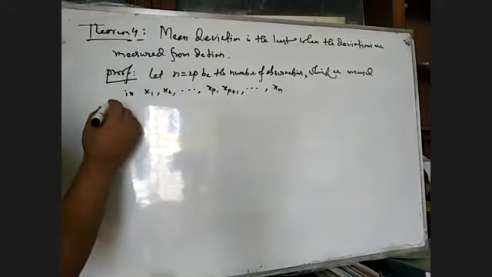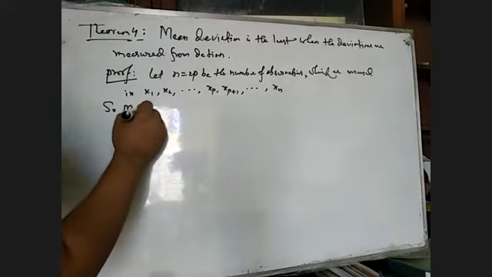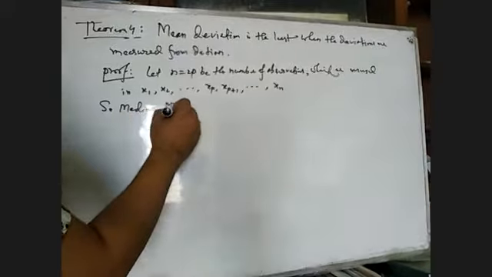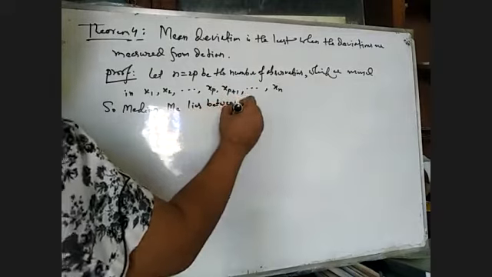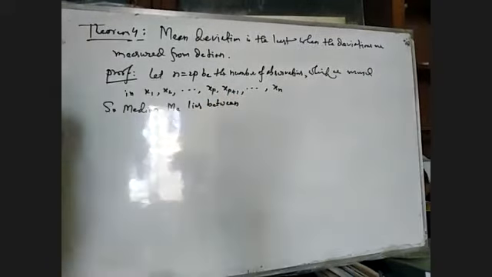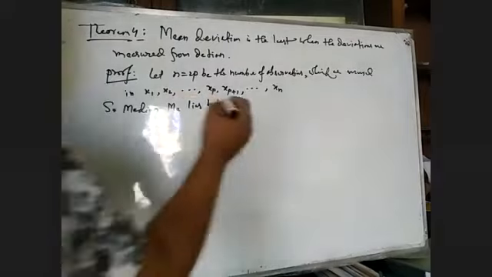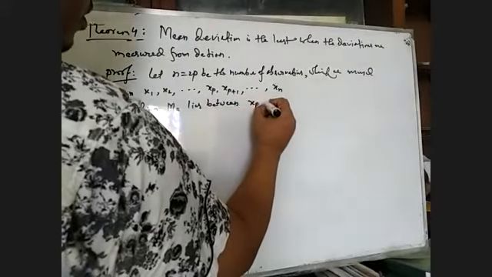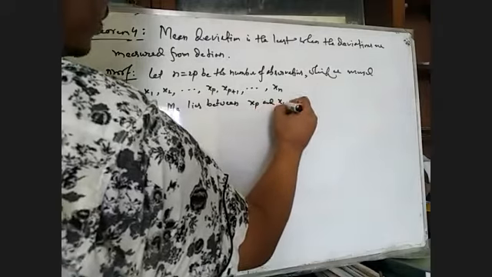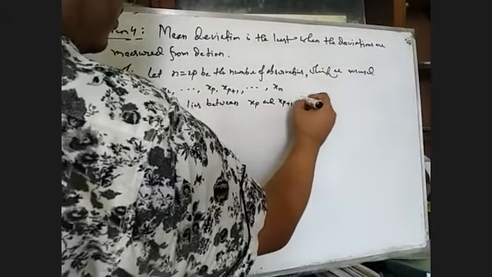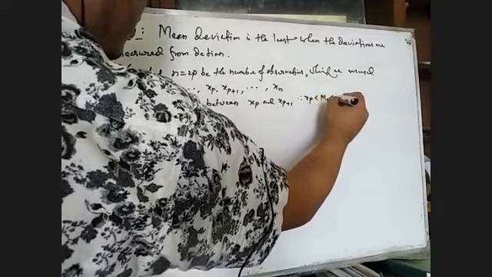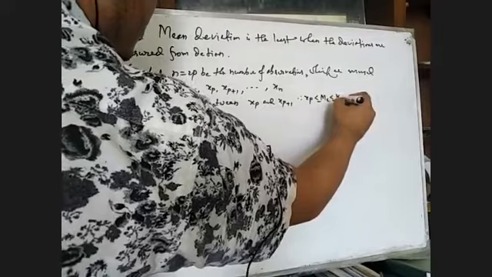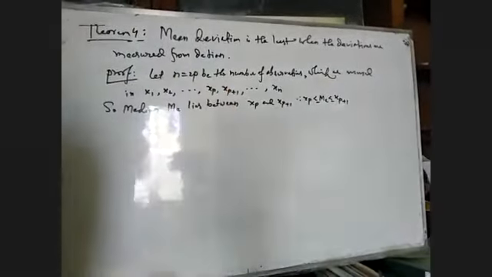So the median, M.E., lies between, this median will lie between what? Between xp and xp plus 1. That means xp is less than or equal to the median, less than or equal to what? xp plus 1. Okay, the median will lie between these two observations.